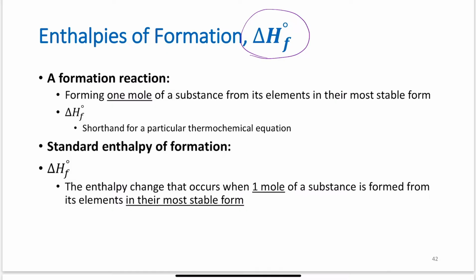So standard enthalpy of formation, delta H sub F, delta H naught. We do say the word naught for that little symbol, and it's the enthalpy change that occurs when 1 mole of a substance is formed from its elements in their most stable form. I know I've said that more than once, but it's very important that you understand that you are forming 1 mole. So product side equals 1 mole of something. Because of that, we can actually have fractions as coefficients. It's the only time you can have fractions as coefficients.